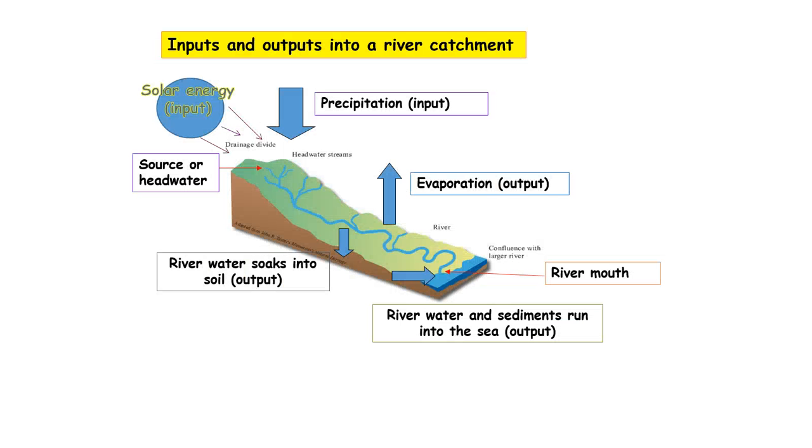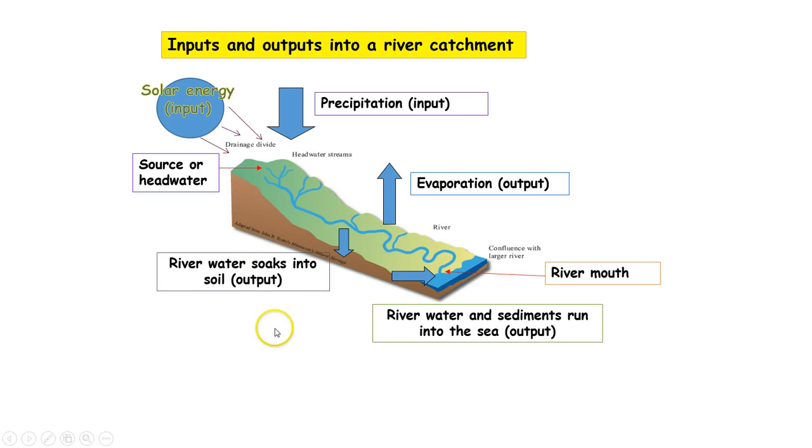Here are some inputs and outputs into a river catchment, and this is again related to the water cycle which you got introduced to in a previous lesson. I've got 2 inputs and 3 outputs. Our first and probably most important input into a river catchment is the source or headwater. That's obviously going to be rain in the form of precipitation. Again, it's going to be high in the valley where gravity can take its course and take it downhill.